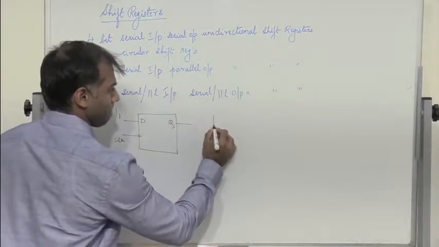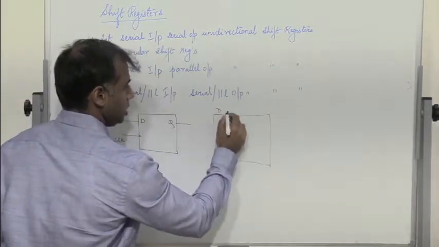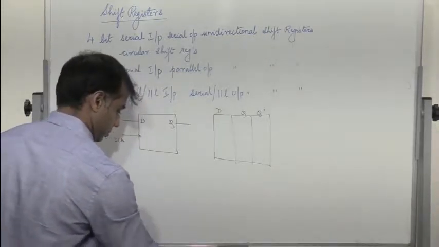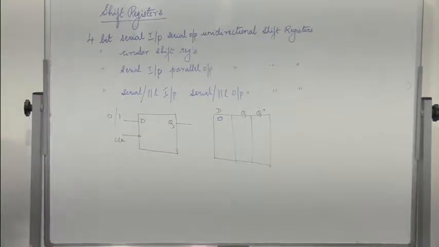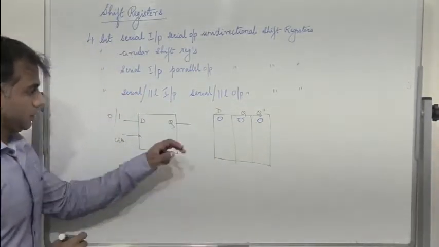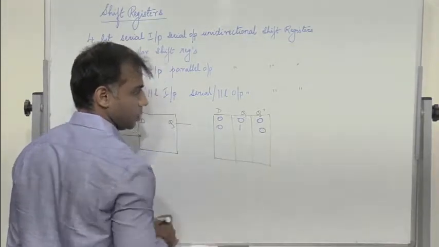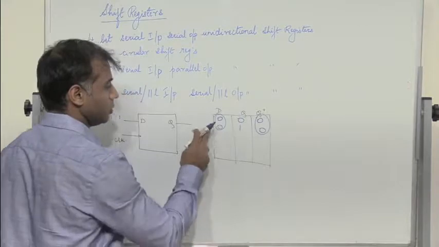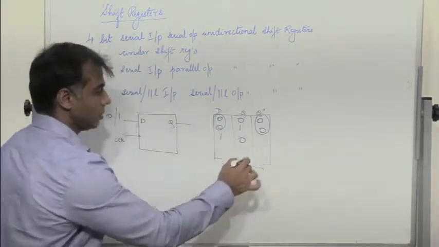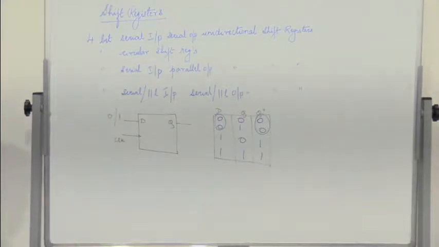So now, let's try to get the equation. So D, Q, the next state of the output. So when the input is 0, and if the previous state Q is 0, after the clock pulse, the next state will be 0. If data is 0, and if the previous state is 1, after the clock pulse, we get 0 at the output. So essentially, the next state of the output is the data. If data is 1 and the previous state is 0, after the clock pulse, I get 1 at the output. And if D is 1 and the previous state is 1, the next state is again 1. So what is the equation?